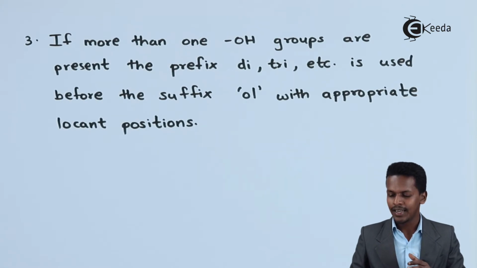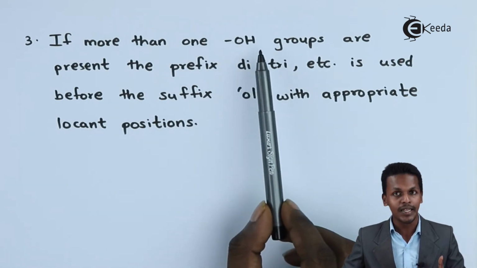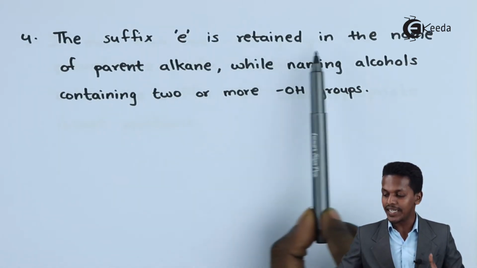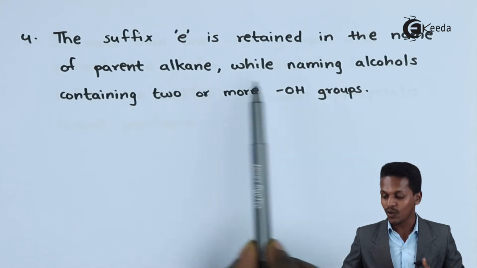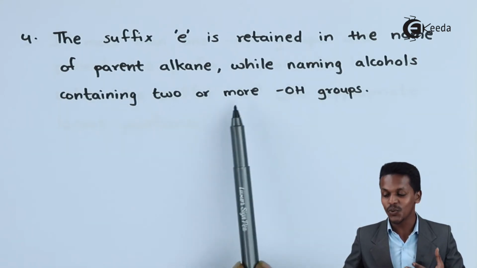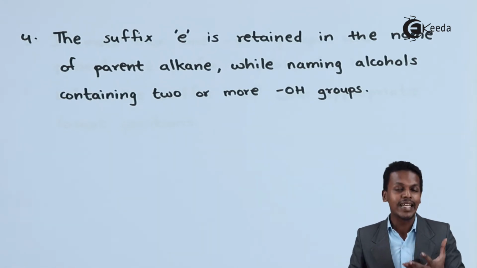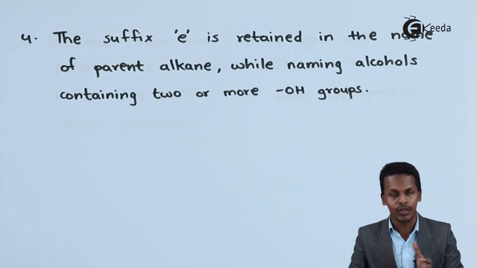So this is not the only rule that we have to follow. Obviously, if we find that there are more OH groups in the same molecule, we follow another rule. That rule is that the suffix A is retained in the name of the parent alkane while naming alcohols containing 2 or more OH groups. So we will relate this third rule and the fourth rule, the main rules, and understand these 2 rules with the help of an example. So what are those? Let me talk about that.